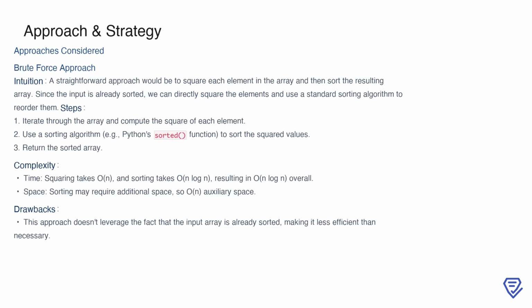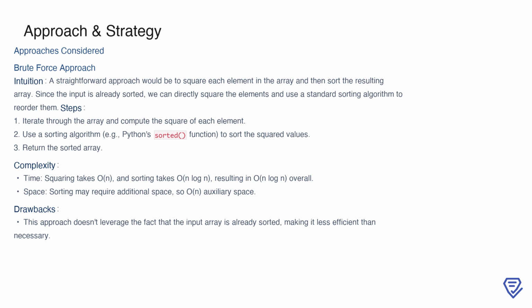To solve this problem, one approach we can consider is the brute force method. The intuition here is simple: we can square each element in the array and then sort the resulting array to get the desired output. Since the input array is already sorted, squaring the elements disrupts this order, so we rely on a standard sorting algorithm to reorder them.